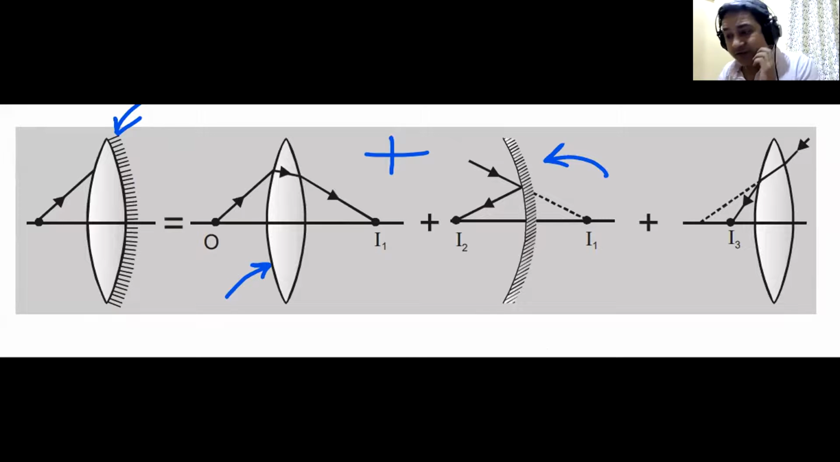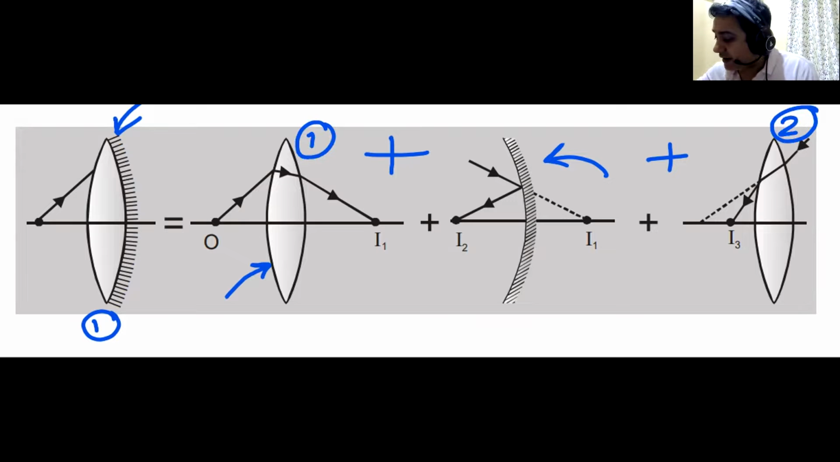Okay. Now, this is diagram number 1. Once you have something like this, what is this? This is a convex lens and one face of that lens is silvered. This is nothing but a combination of a lens with a mirror. Whenever we have a combination of lens with a mirror, this is refraction number 1. This is refraction number 2. So there are 2 refractions and 1 reflection. Do we understand this?